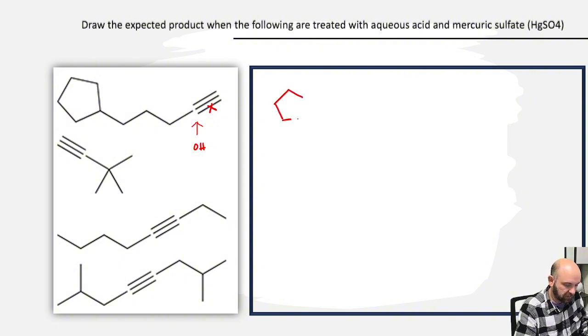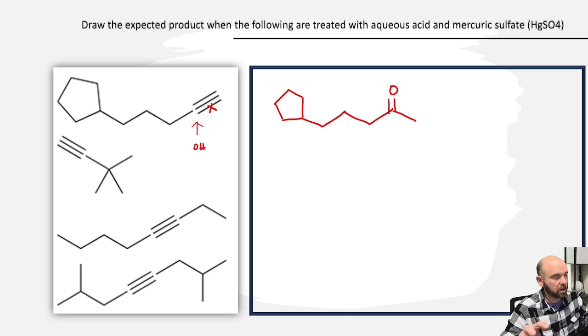So we would have the cyclopentane or cyclopentyl group there. We have 1, 2, 3, 4, 5 carbons in the chain. And on the Markovnikov carbon, we'd have a double bonded oxygen. And this is a methyl ketone because, for reference, this is the ketone group.